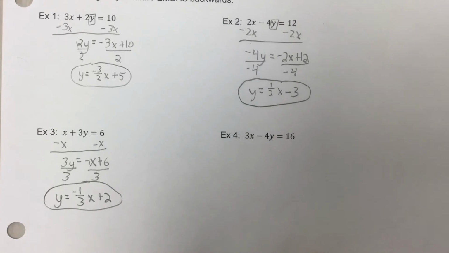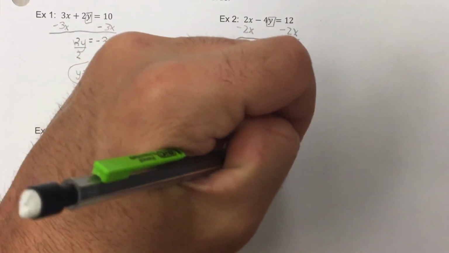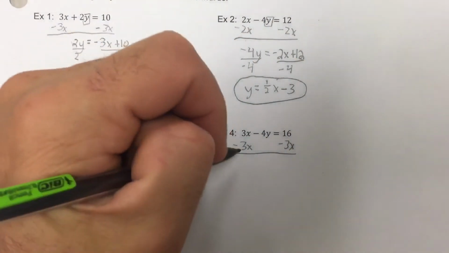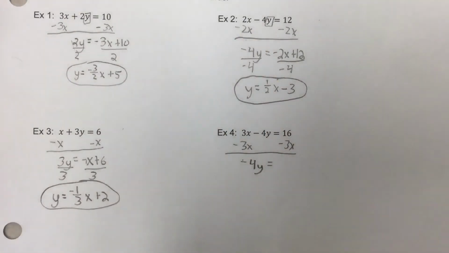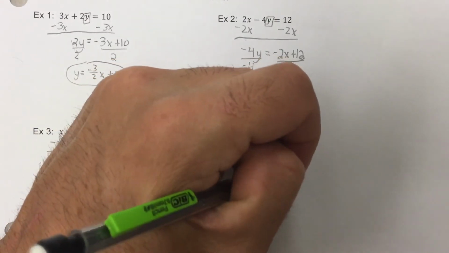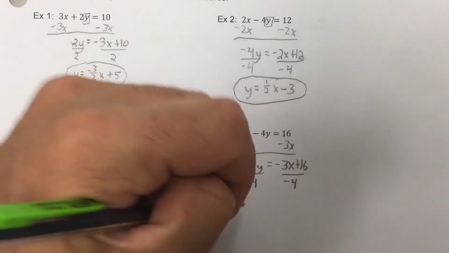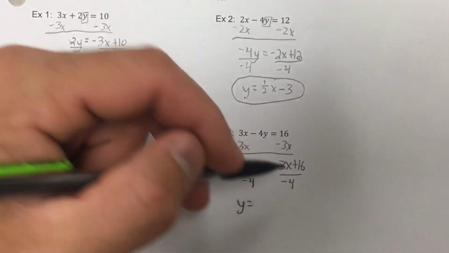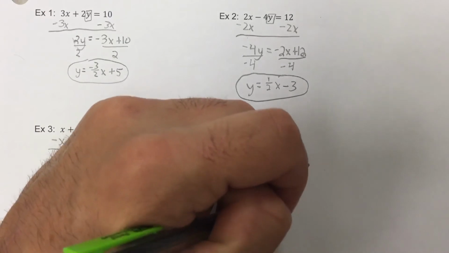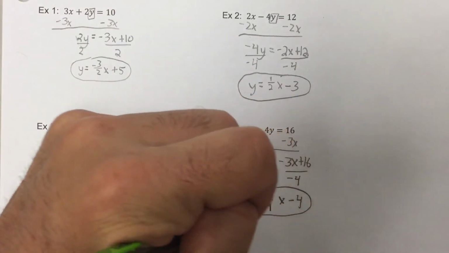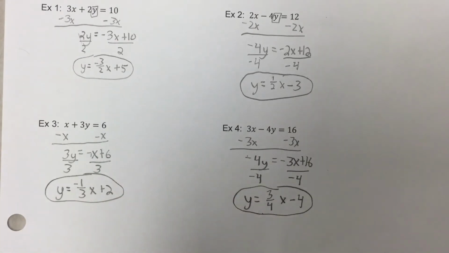All right, and try 4 as well. We're going to subtract 3x. And that would leave me with negative 4y equals, these are not like terms again, so it's negative 3x plus 16. And then we divide by negative 4. So y equals, a negative by negative is positive, so it's positive 3/4. I can't reduce 3/4 any further. x minus 4. 16 divided by negative 4 is negative 4. And again, the slope would then be 3/4. My y-intercept will be negative 4.